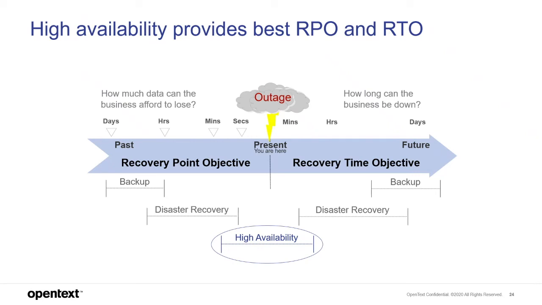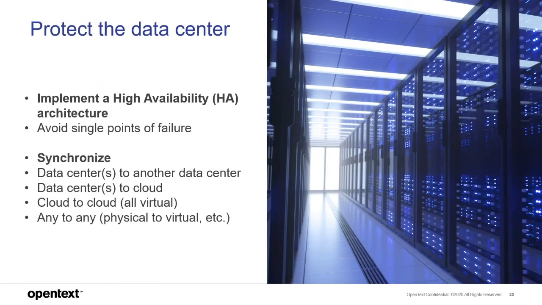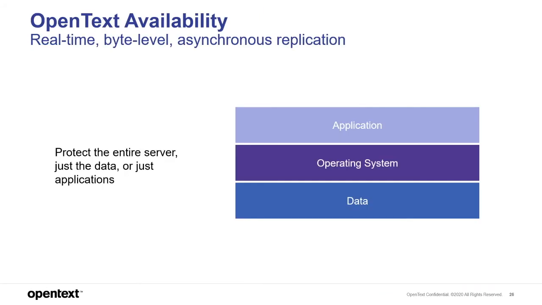And Helmut has already shown part of that, where the new server takes over the IP address and things like that. So protect your data center, implement HA, avoid single points of failure. You can synchronize data centers to other data centers, to the cloud, cloud to cloud, any to any. So all the options are open for you. And OpenText Availability, just like Migrate, allows you to migrate just the data, just the operating system, just the applications, or any combination of those.